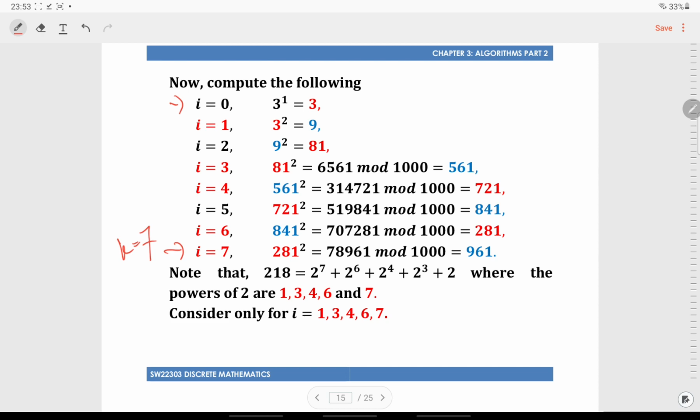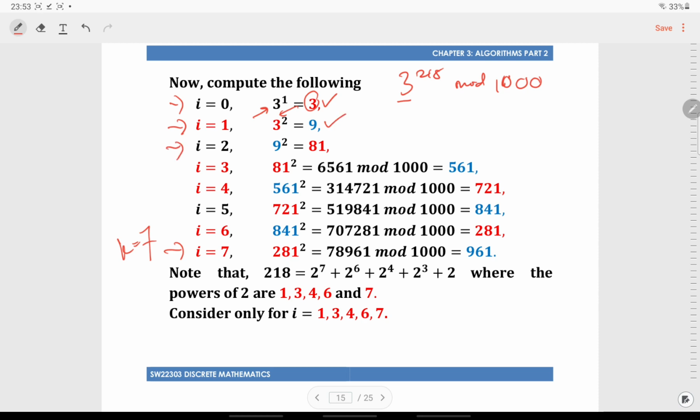So for i equal to 0, remember our initial problem is 3 to the power of 218 mod 1000, right? So we take 3 as the base now. So 3 to the power of 1 equals 3. For i equal to 1, we have 3 squared. We take this 3 to this side, so we have 3 squared equal to 9.